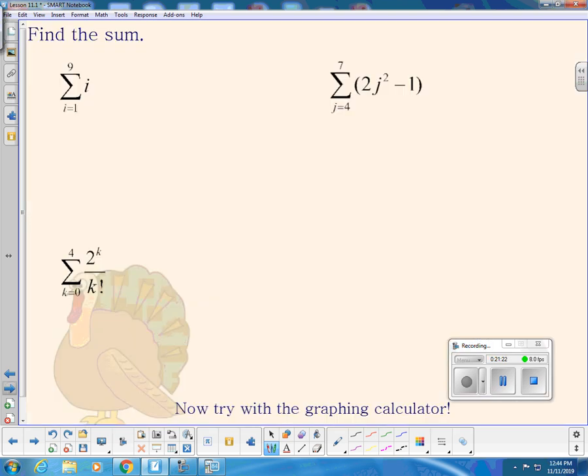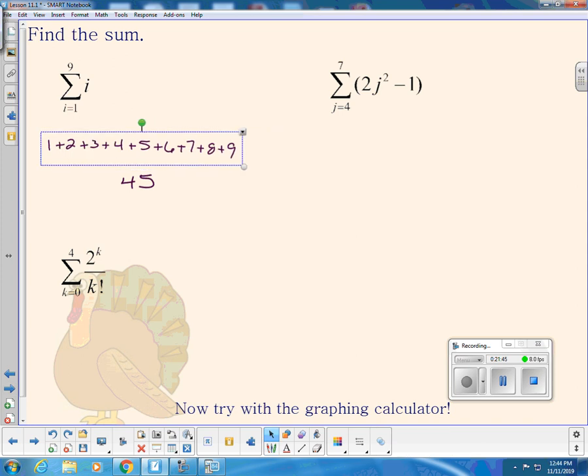Sorry, I forgot. Don't yell at me. All right, so this is an easy one. It's just I. So the first term is 1, the second term is 2, 3, 4. What am I going up to? Then you just add them up, and you're done. Easy breezy.